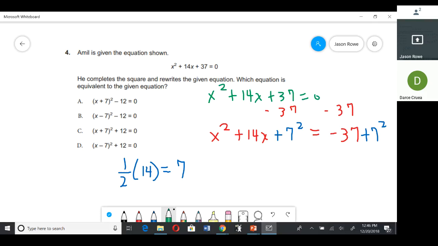All right, so 7 squared, 49. And so we got negative 37 plus 49. That gives us 12 on the right.